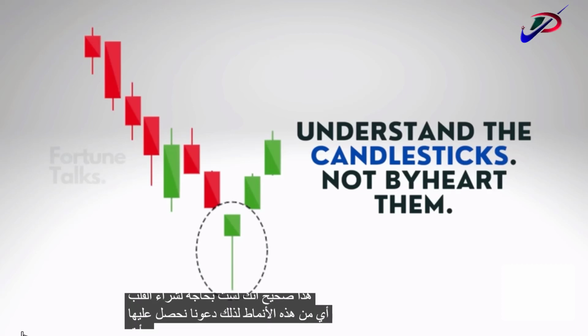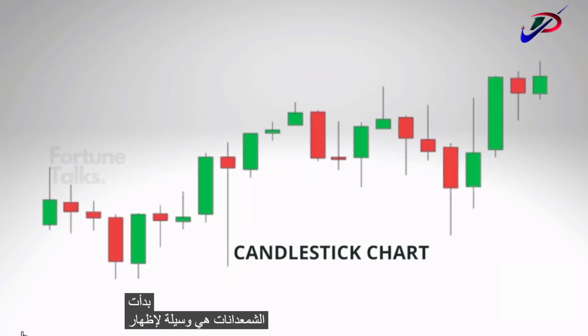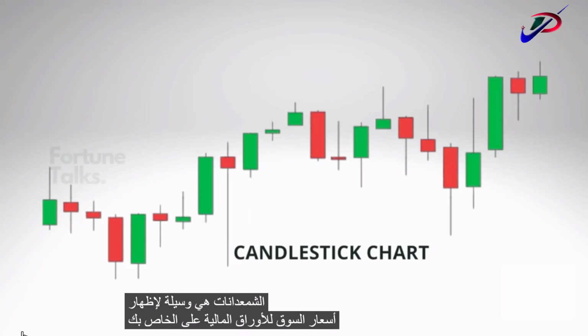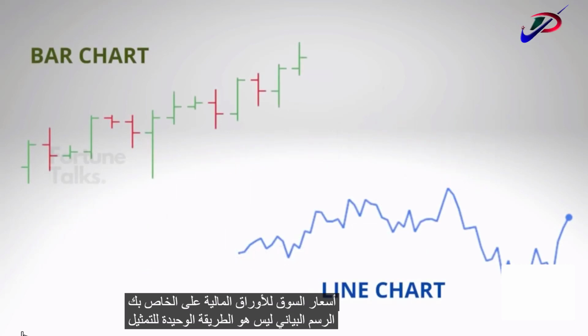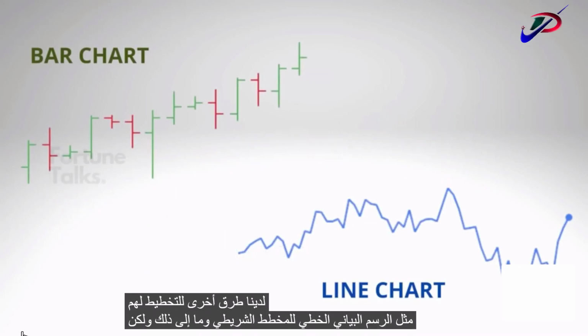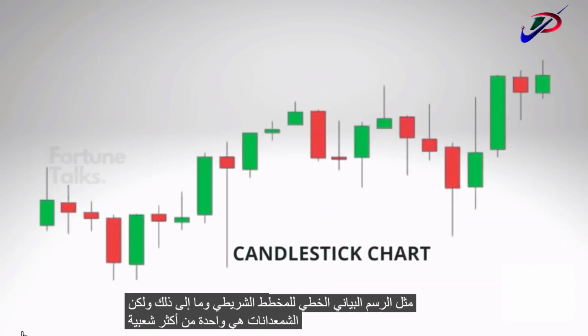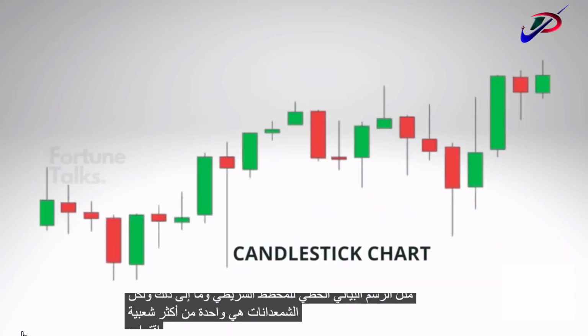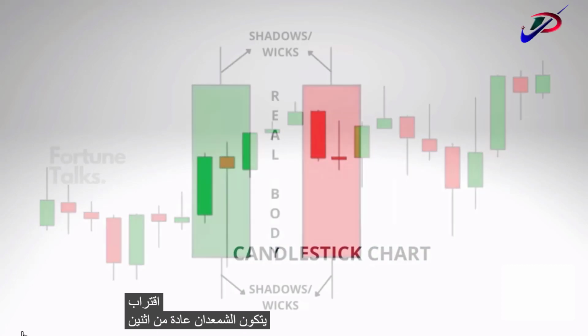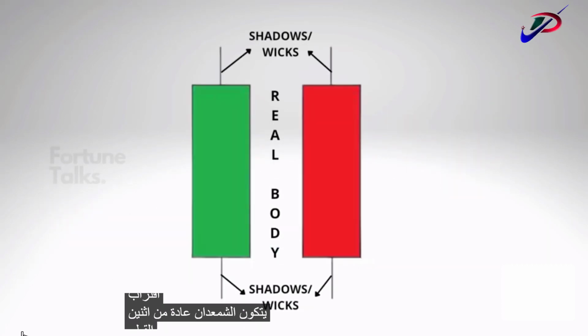So let's get started. Candlesticks are a way to show the market prices of a security on your chart. It's not the only way to represent it. We have other ways of plotting them, like bar charts, line charts, etc. But candlesticks are one of the more popular approaches. The candlestick usually consists of two parts, a real body and shadows or wicks.